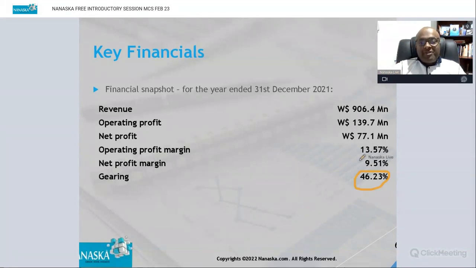Net profit margin is 9%, not bad. Operating profit margin is 30%, not bad. Gearing is high, but I'm sure we will be able to do something there.